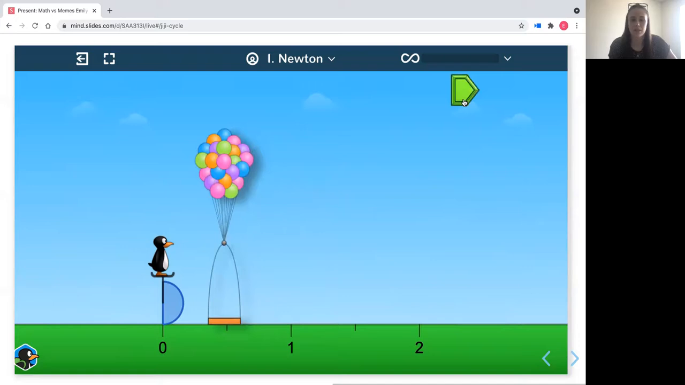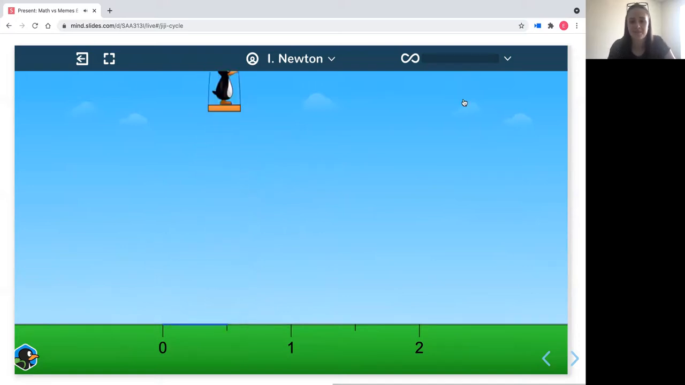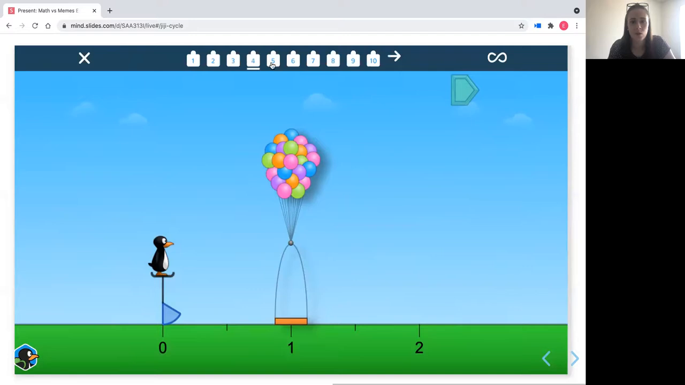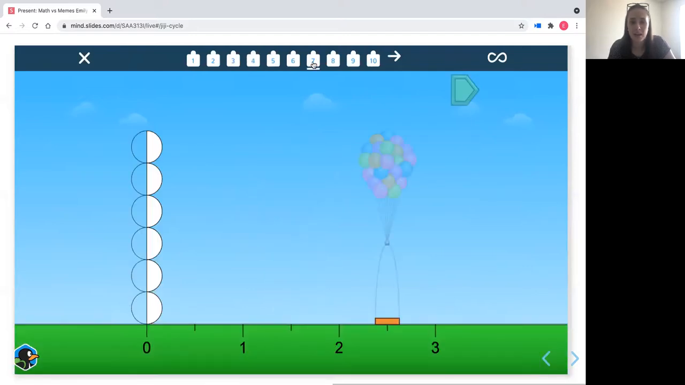So we can move our balloons here. And as we continue to go on, we'll continue to add the symbolic language and even change the way in which we're asking the question to continue to help build students' curiosity and ensure that they know fractions in multiple different representations.